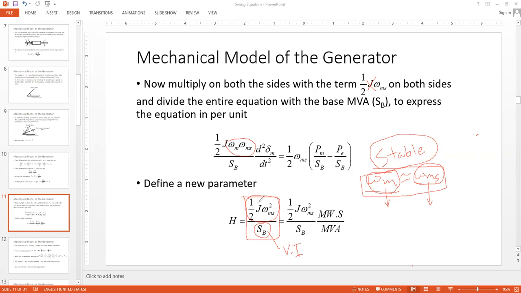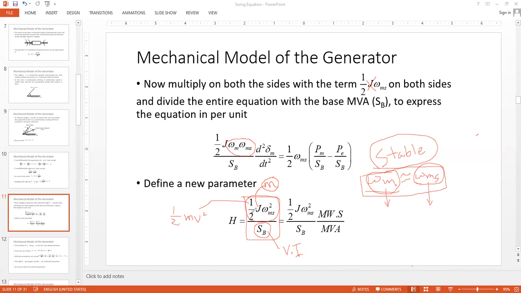But what is this? Half j omega ms squared? Is it power or energy or work or what? Anyone? What is actually j? Isn't it equivalent to the mass of the rotating body? Half mv squared, this formula comes. Yes, sir. Excellent. So this is basically nothing but equivalent to half mv squared for the linear motion.